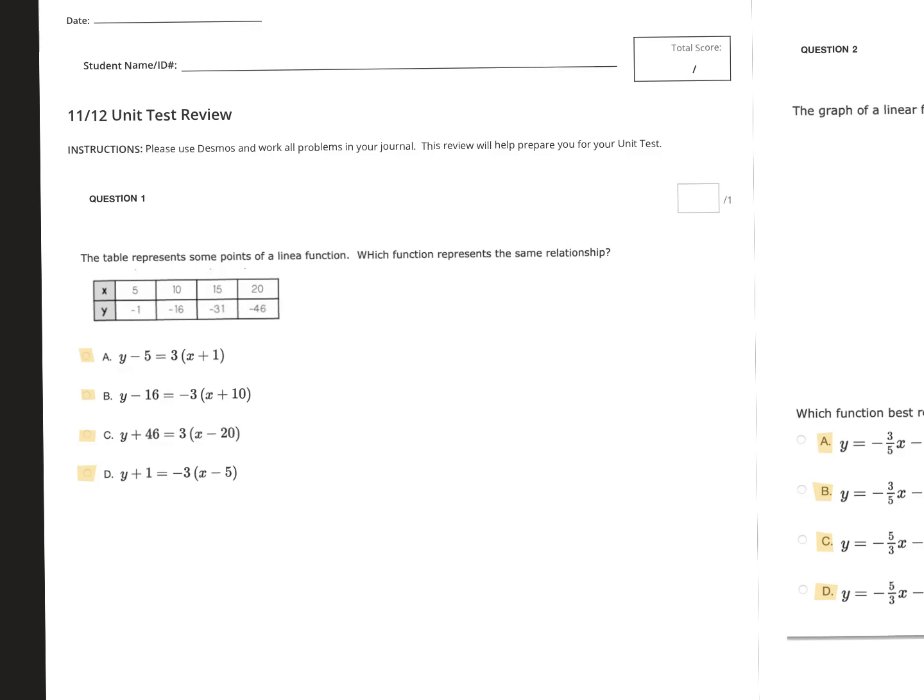Okay, so looking at this first problem, this is in point slope form. Remember that is going to be on your star chart. So we're going to have y minus y1 equals m times x minus x1. So the first thing I'm going to do is find my slope.